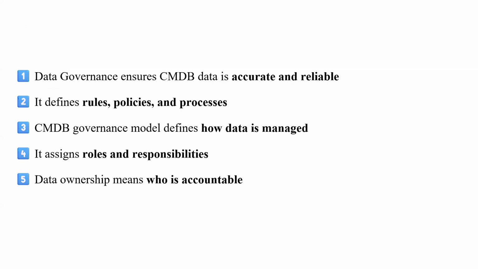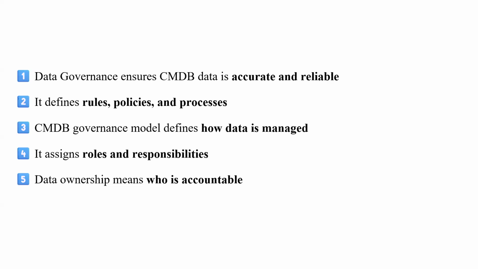Here, data governance ensures CMDB data is accurate and reliable. So data governance ensures that the data in the CMDB is correct and trustworthy. For example, if a server has the wrong IP address, incidents may be assigned to the wrong system. It will cause delays. Next one.